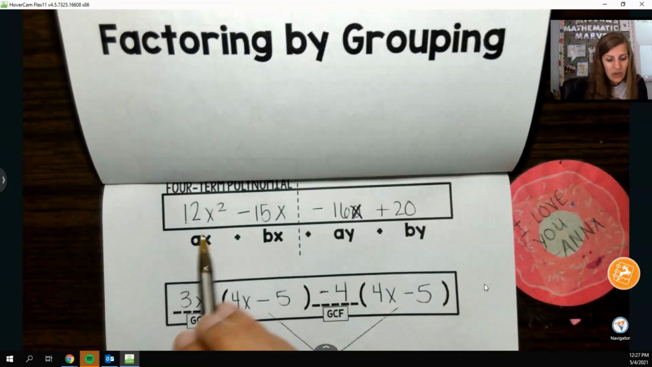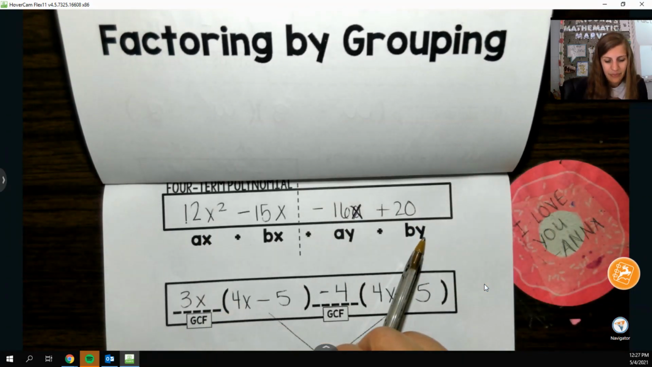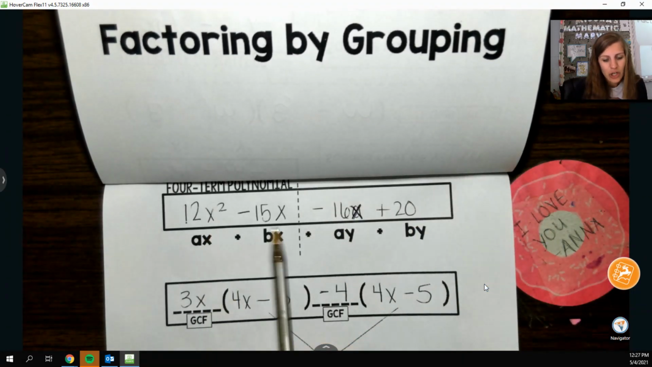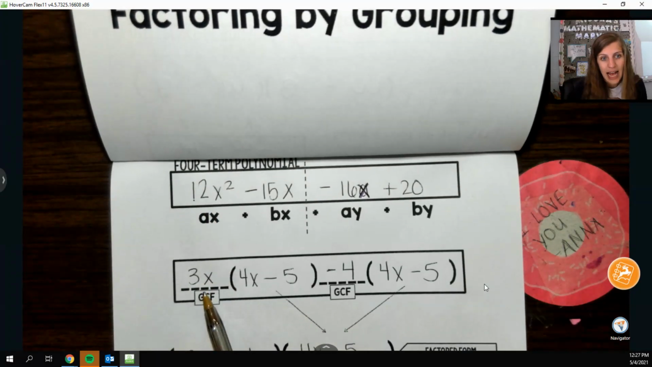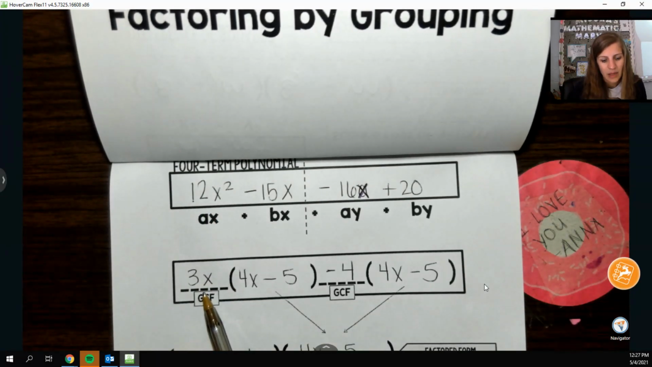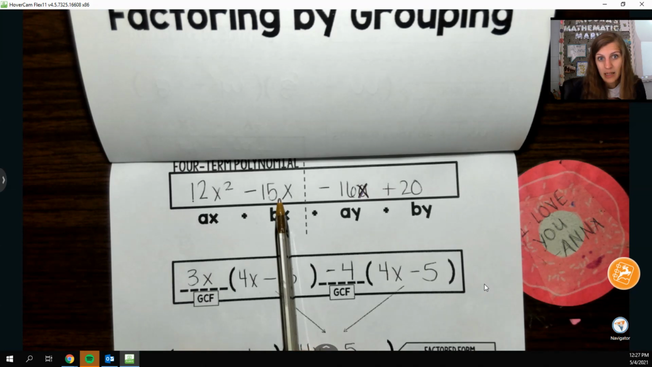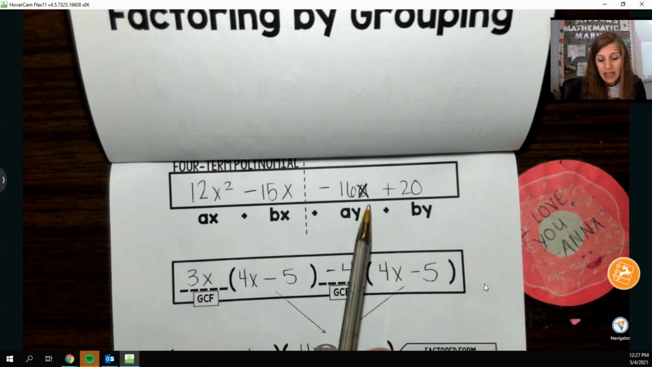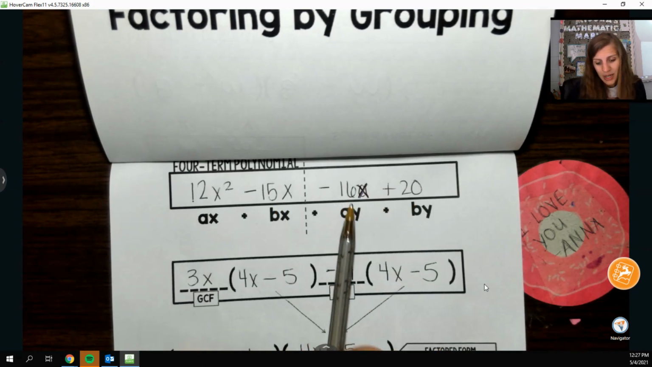So what we get to do is just look at 2 at a time. And so if I look at the first 2, I notice that they have a 3x in common. And then 3 times 4 gets me the 12 back, and I leave 1x behind. And 3 times negative 5 gets me that negative 15 back. Now in the next one, I noticed that they had a 4 in common.